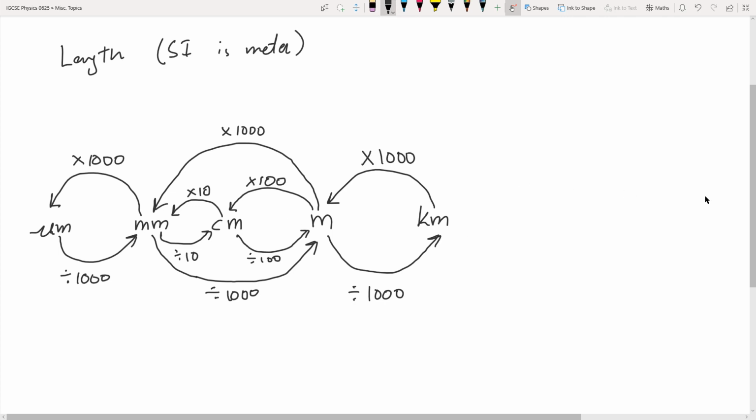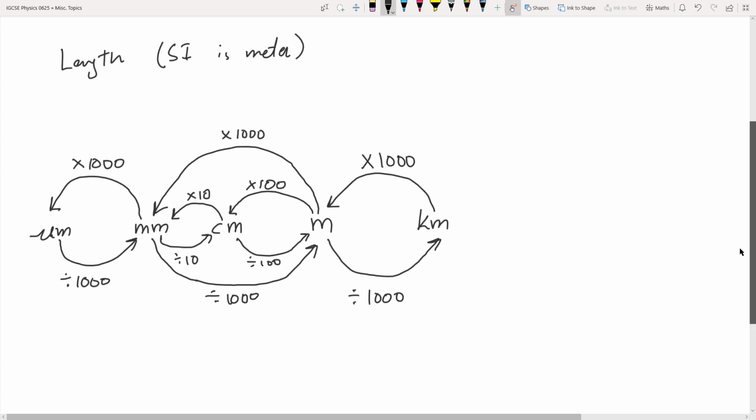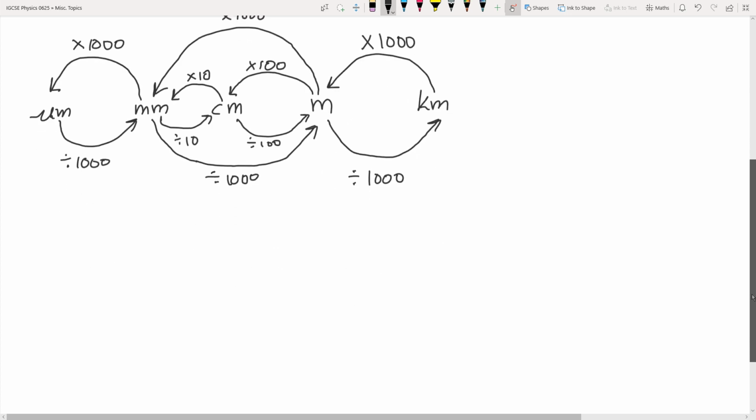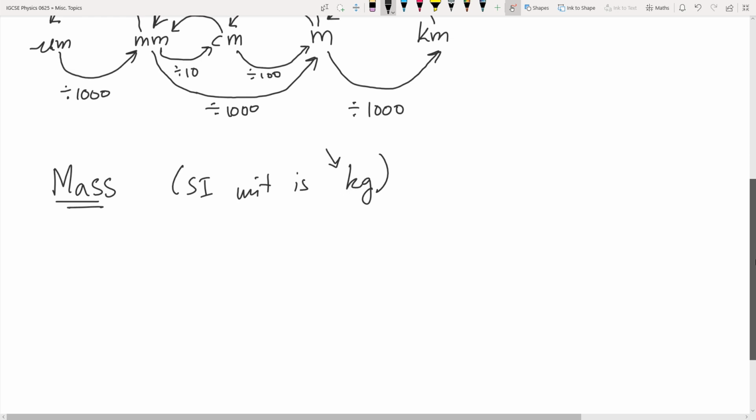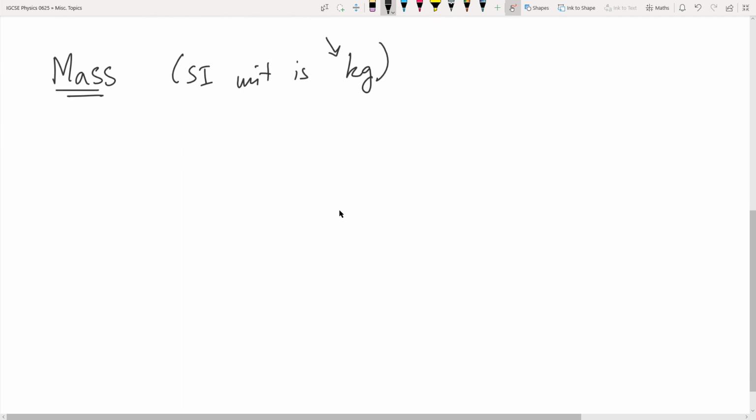Okay, moving on. This is for length, and the second most important unit that we use is mass. So we are going to work with mass. The SI unit is kilograms, and this already has a prefix to it, which is kilo. So keep that in mind. When we're working with mass, we keep in check that we're working with kilograms.